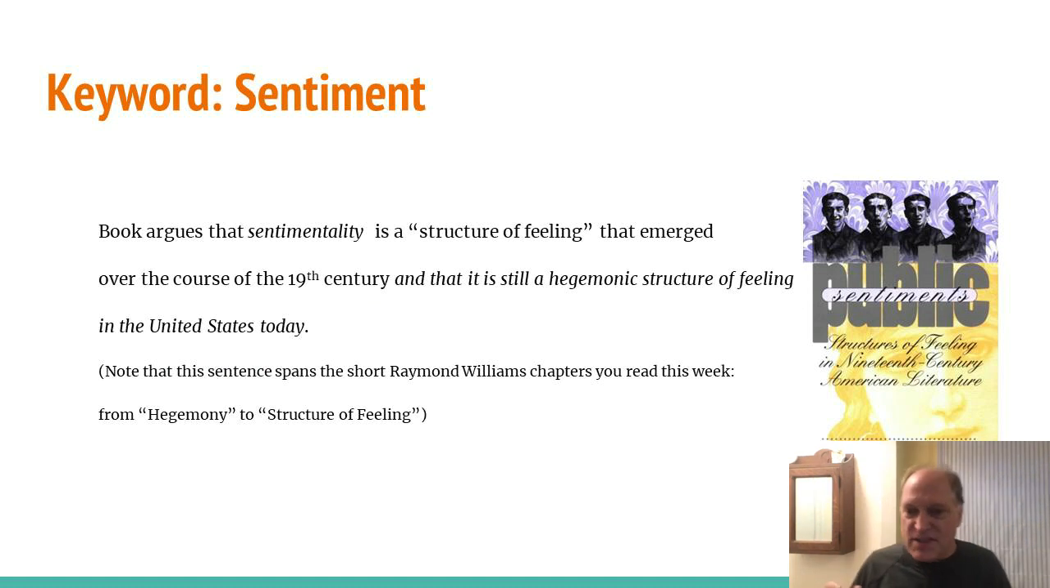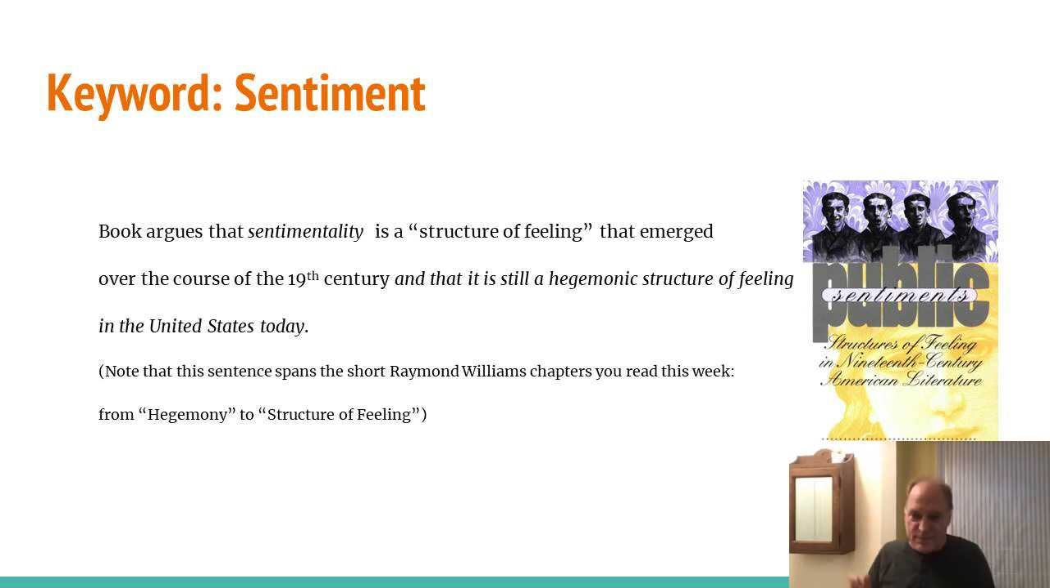But my book argues that sentimentality is a structure of feeling that emerged over the course of the 19th century, and ultimately that it's still a hegemonic structure of feeling in the United States today. And in that one sentence, I'm kind of covering the entirety of the Raymond Williams excerpt that I had you read for this week.